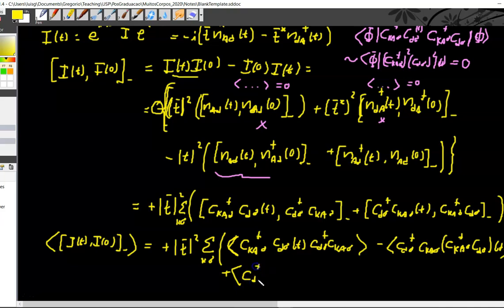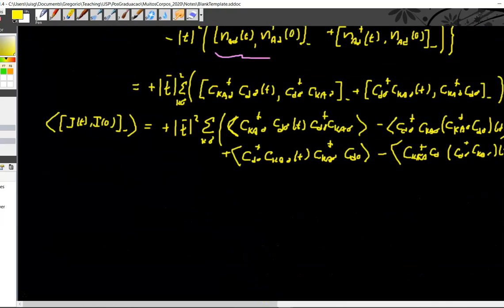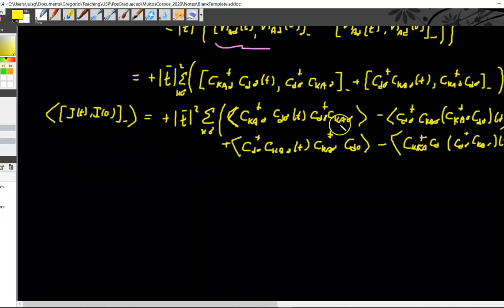CD sigma CKA sigma, CKA CD, minus CKA CD times CD, CKA at time T. All right, so that's what we want to calculate. So I have these expected values for 4 fermionic operators.